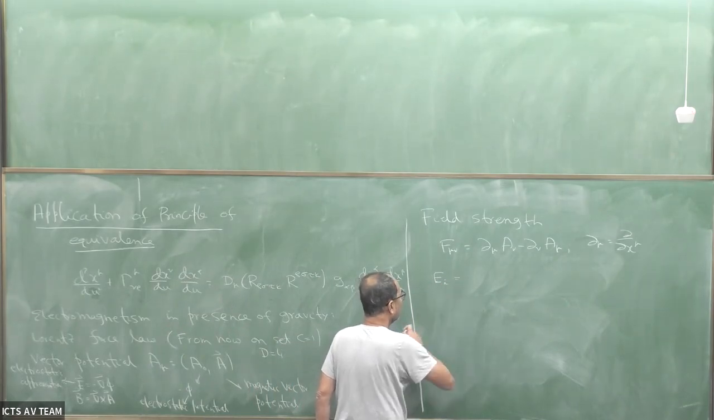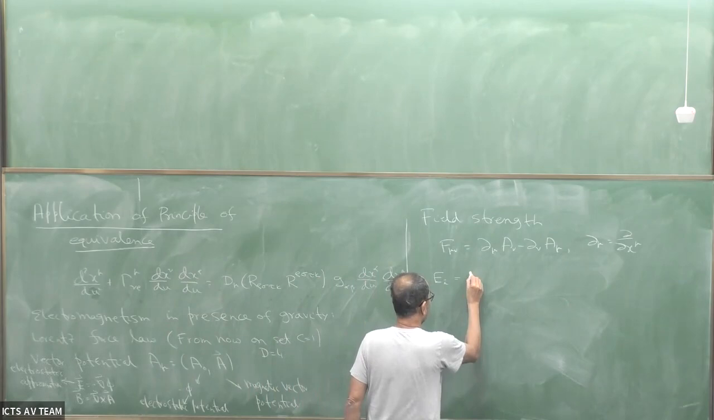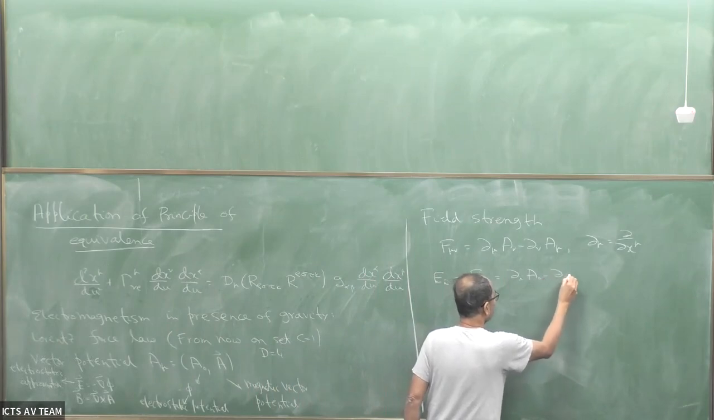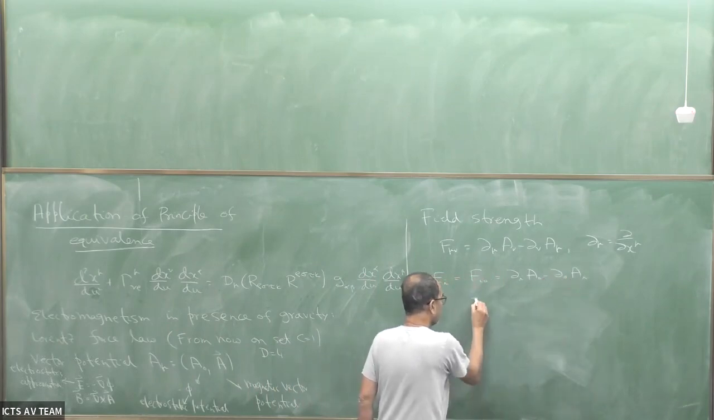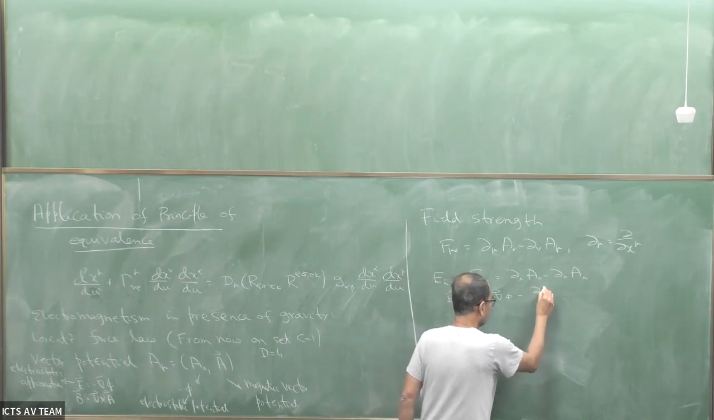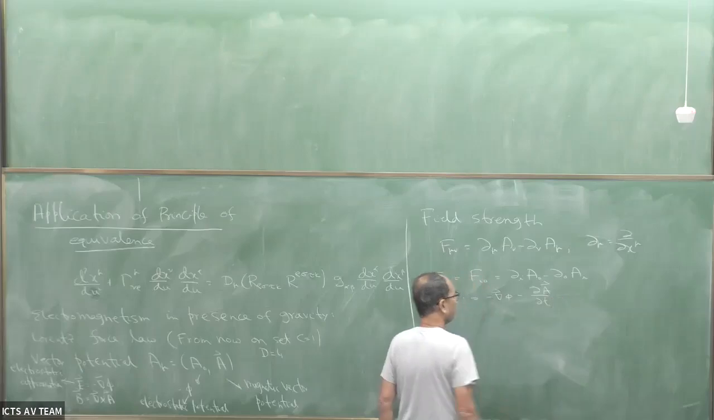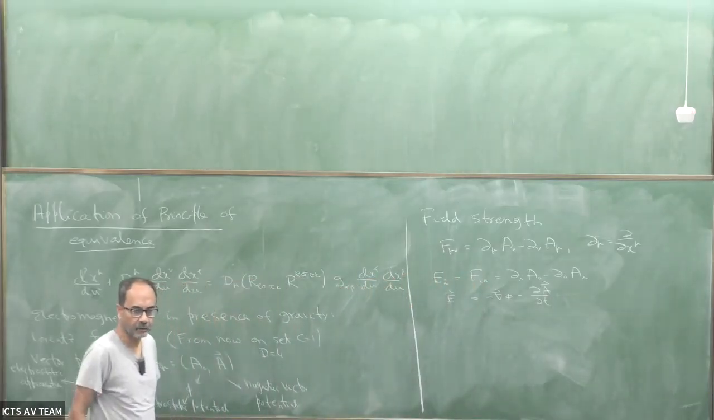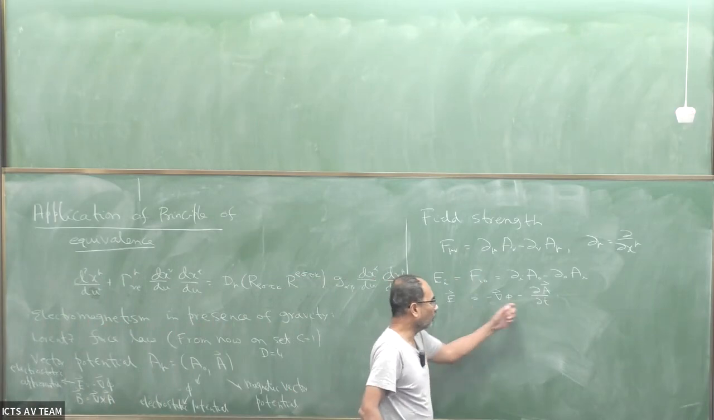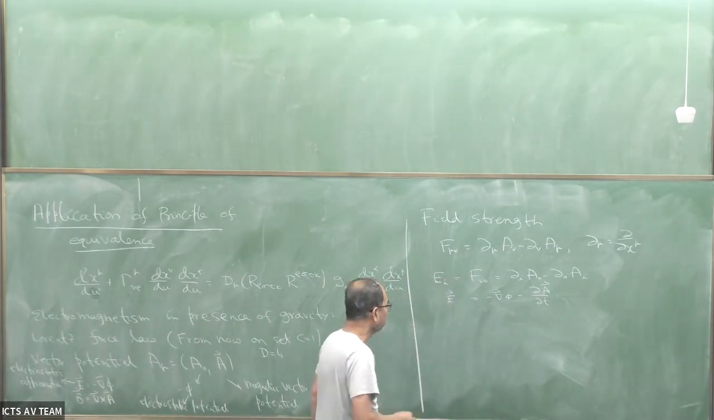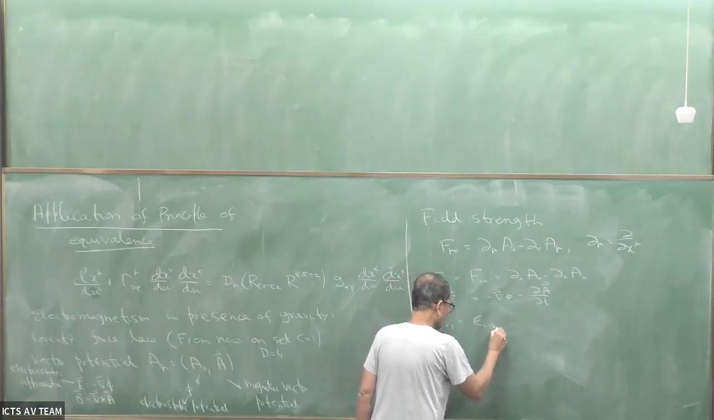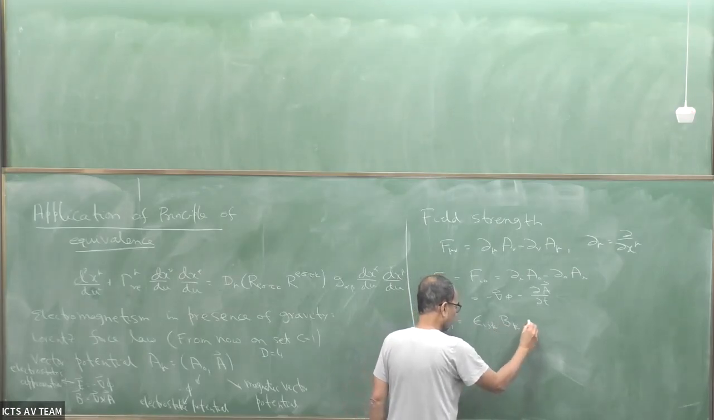E i is just F i0, and this is a familiar formula. This gives you E as minus grad phi minus the time derivative of A, because you have set c equal to 1, so x naught is the same as time. This is the usual non-covariant version that we write down. And B is related: F ij is used to define B.